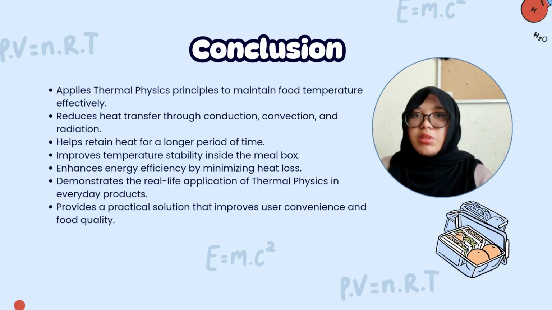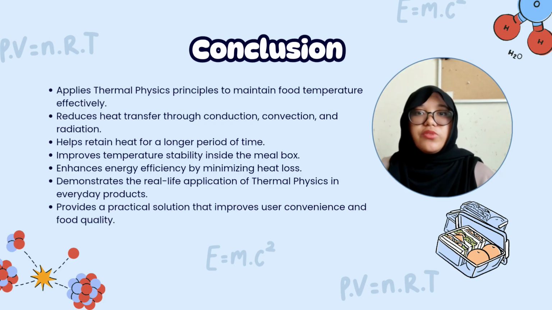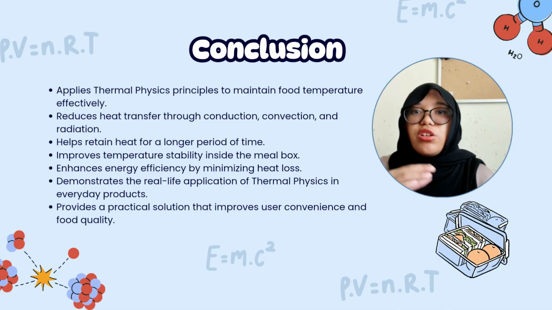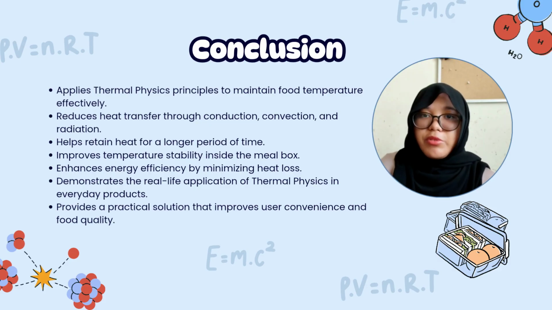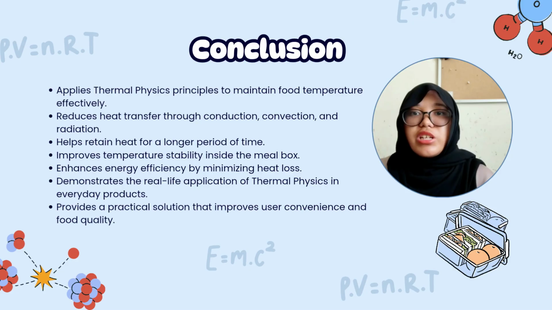In conclusion, this mailbox applies the principles of thermophysics to maintain food temperature effectively. By reducing heat transfer through conduction, convection, and radiation, the system is able to retain heat for a longer period, improve temperature stability, and increase energy efficiency. This project demonstrates how thermophysics can be applied in everyday products to solve practical problems and improve user convenience.